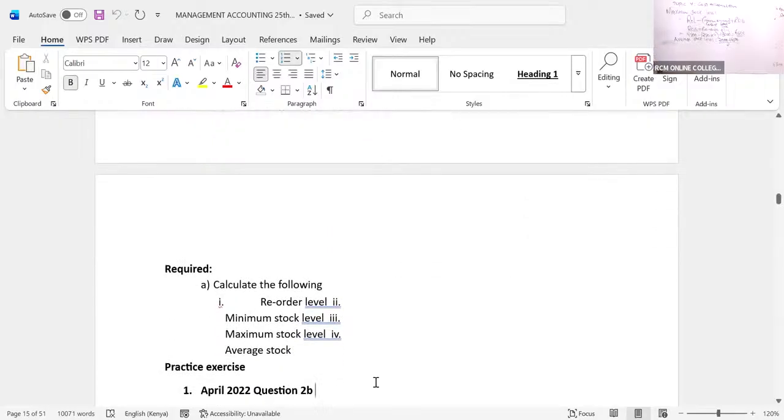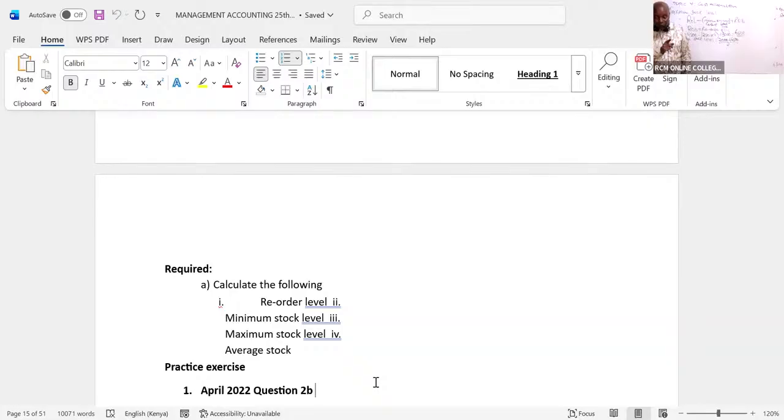So what do they want us to do? Number 1, they want us to calculate the following. Number one is reorder level. Number two, minimum stock level. Then number three, maximum stock level. And then lastly, number four, they want us to give them the average stock level.